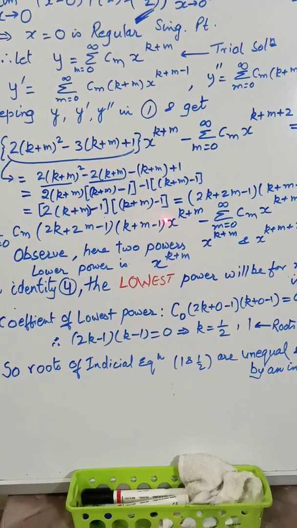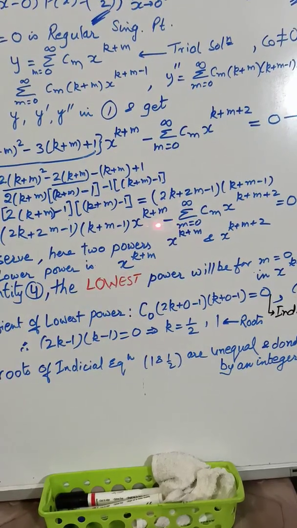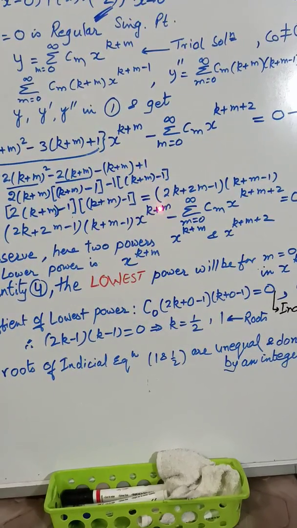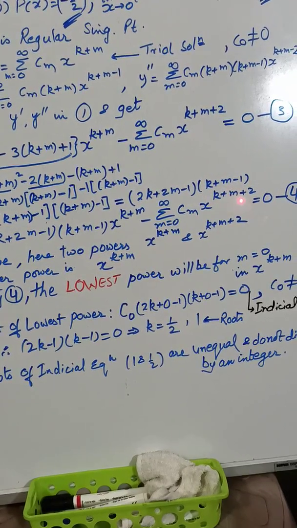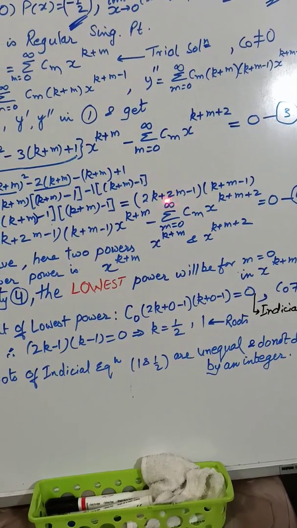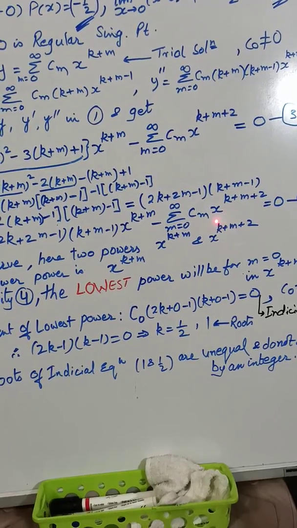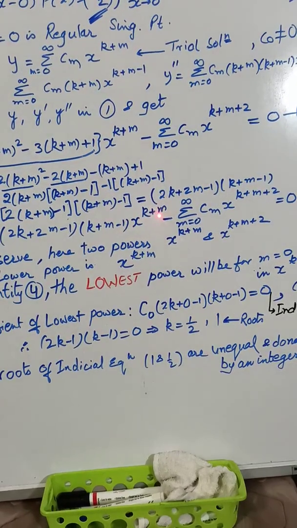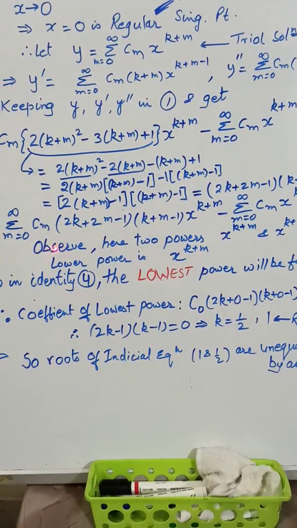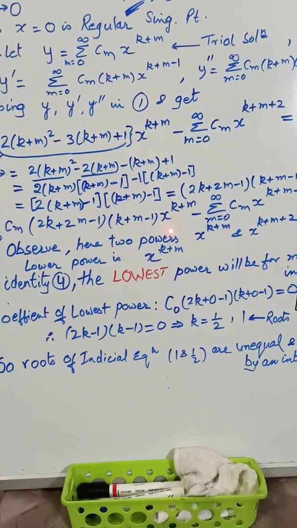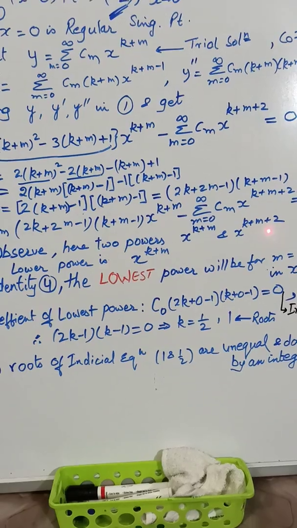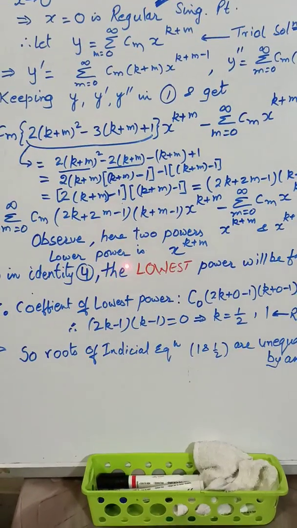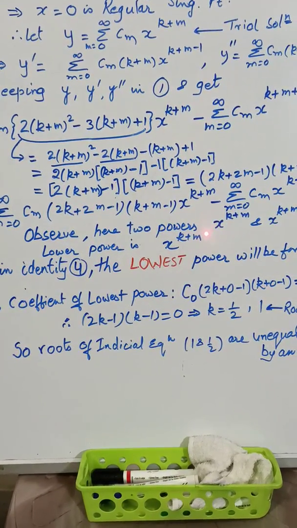So for this, let me observe the two powers of x here. One power is x^(k+m), the other power is x^(k+m+2). So out of these two powers, which is the lower power? It is x^(k+m). So observe here two powers, x^(k+m) and x^(k+m+2). So the lower power is x^(k+m).